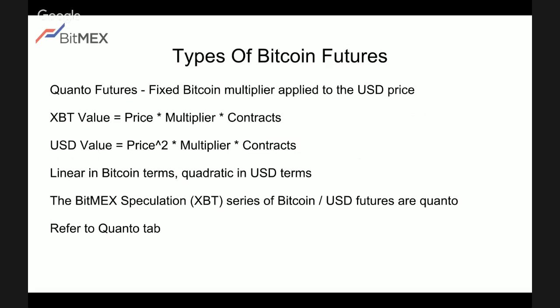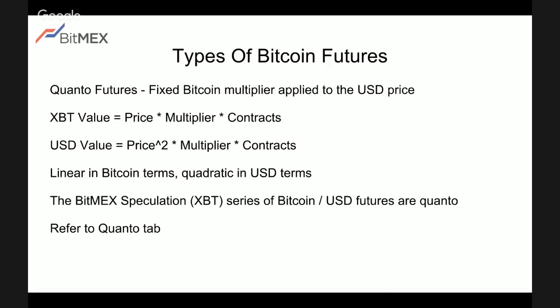So if we look on a general basis, the value of a quanto Bitcoin futures contract in Bitcoin terms is linear. A 1% move up equals a 1% move in the value of the futures contract, and is quadratic, i.e. squared, in US dollar terms. So a 10% move up in the Bitcoin price equals an 11% return in US dollars. Now, on BitMEX, our highly leveraged contracts expiring daily, weekly, and quarterly are quanto contracts.